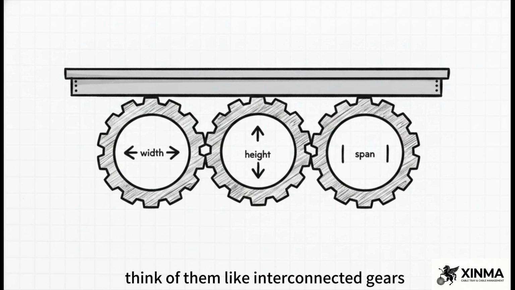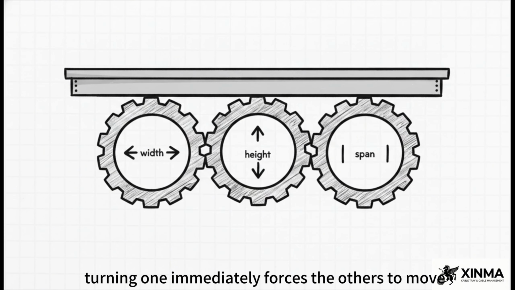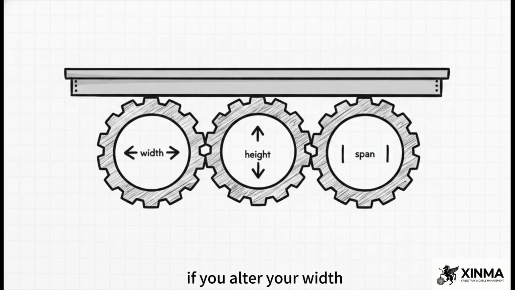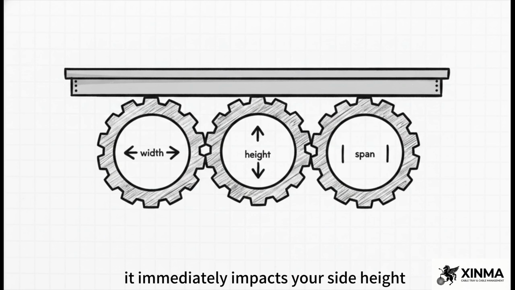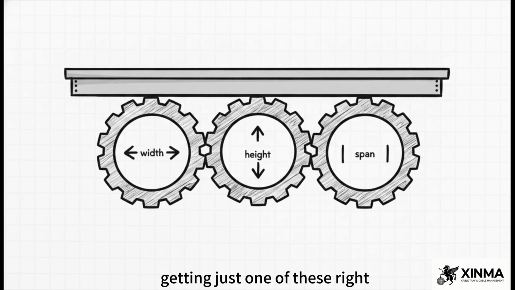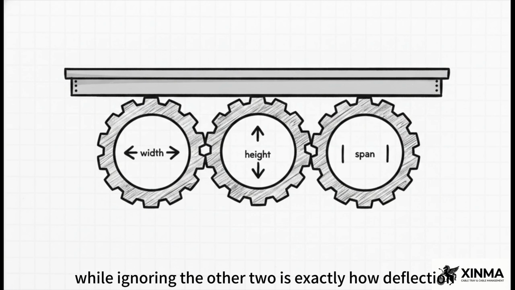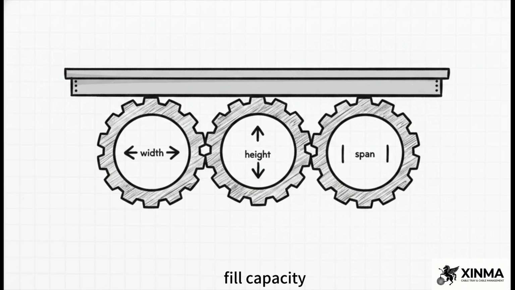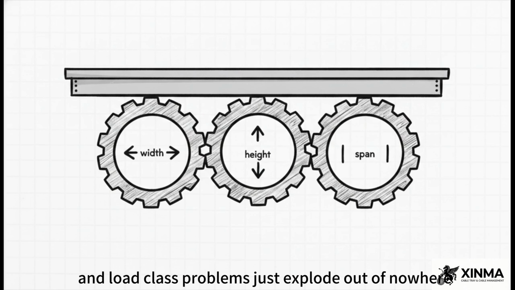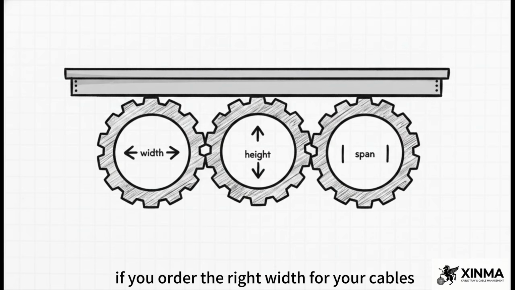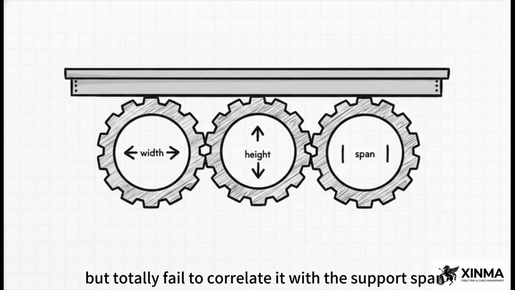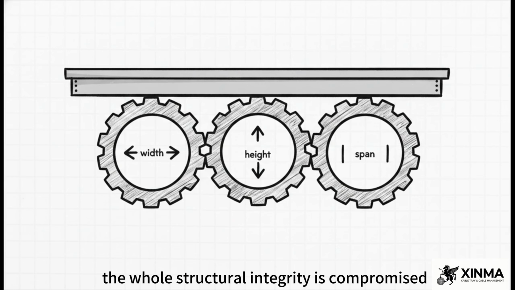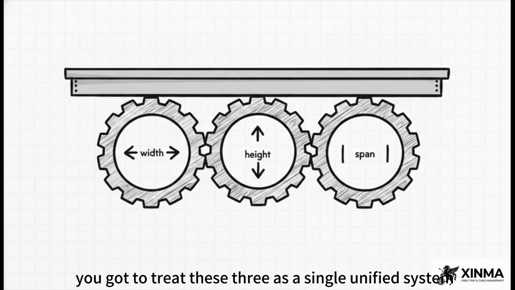Think of them like interconnected gears. Turning one immediately forces the others to move. If you alter your width, it immediately impacts your side height and span requirements. Getting just one of these right while ignoring the other two is exactly how deflection, fill capacity, and load class problems just explode out of nowhere mid-construction. If you order the right width for your cables, but totally fail to correlate it with the support span, the whole structural integrity is compromised. You got to treat these three as a single unified system.